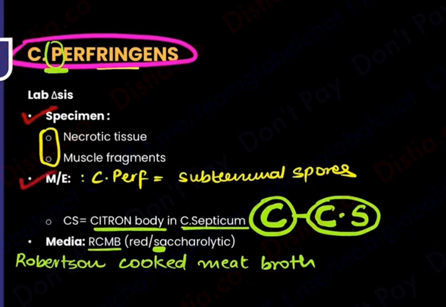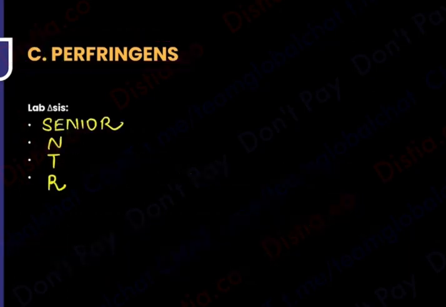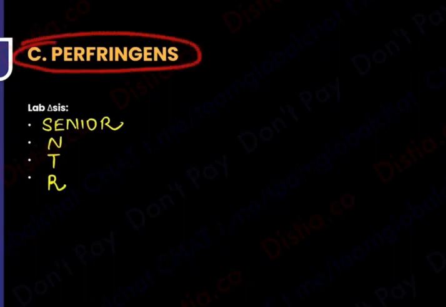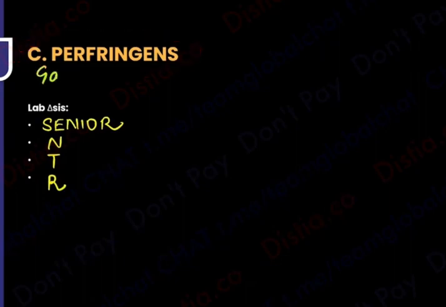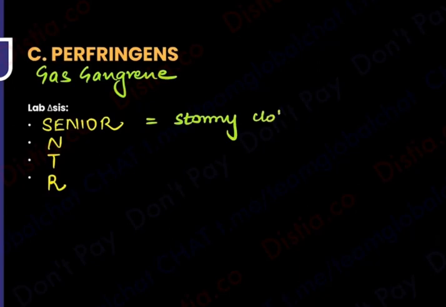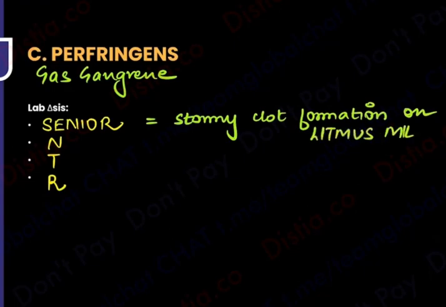So specimen done, microscopy done, media done. But there's still a long way to go. Remember, perfringens is the one which causes gas gangrene. That has a mnemonic called Senior NTR. Very famous mnemonic. So first I'll tell you the full form. S stands for stormy clot formation on litmus milk.